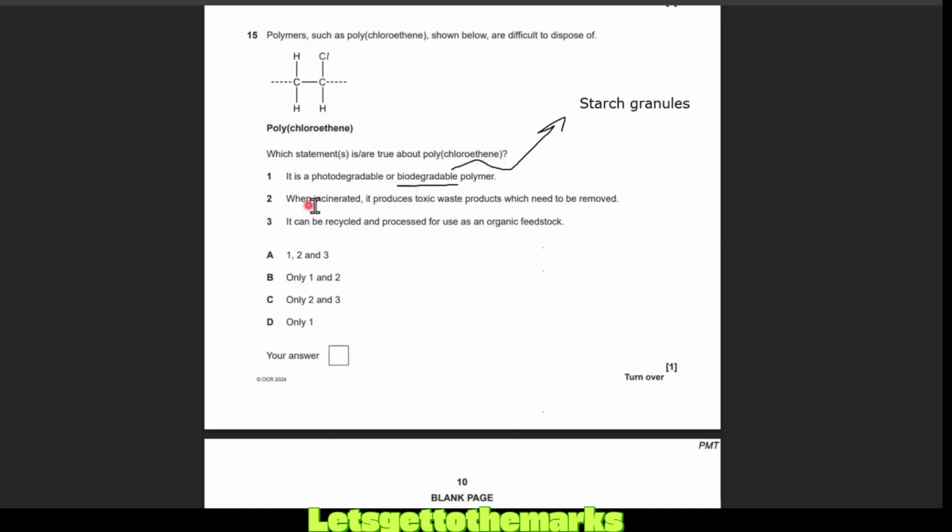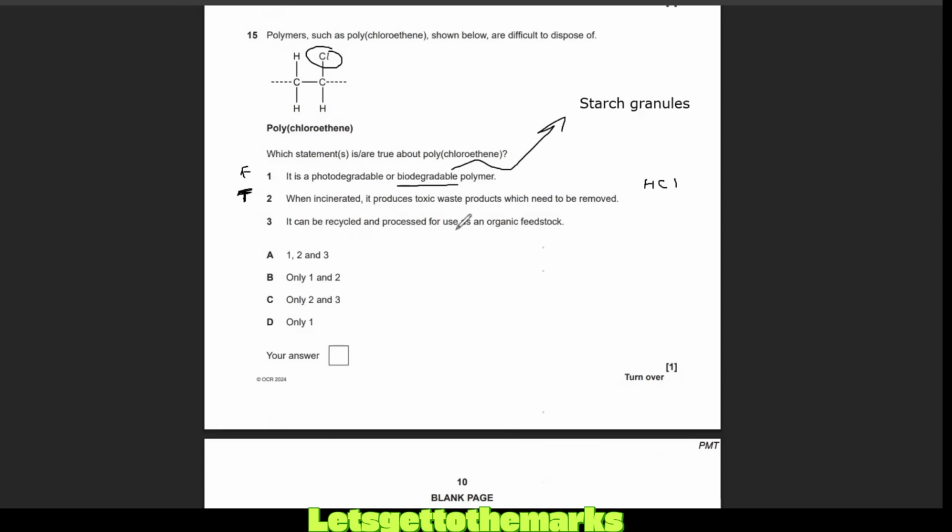Then, when incinerated, it produces toxic waste products which need to be removed. Well, anything you burn with a chlorine atom, and chloroethene is known as vinyl, so any of these polyvinyl chloride, PVC, whatever, they are going to produce HCl, hydrogen chloride, when burnt. So what I would say is 2 is true. I'm going to go with 1 is false, we haven't been given enough information on that one. So I'm going to say 2 is true.